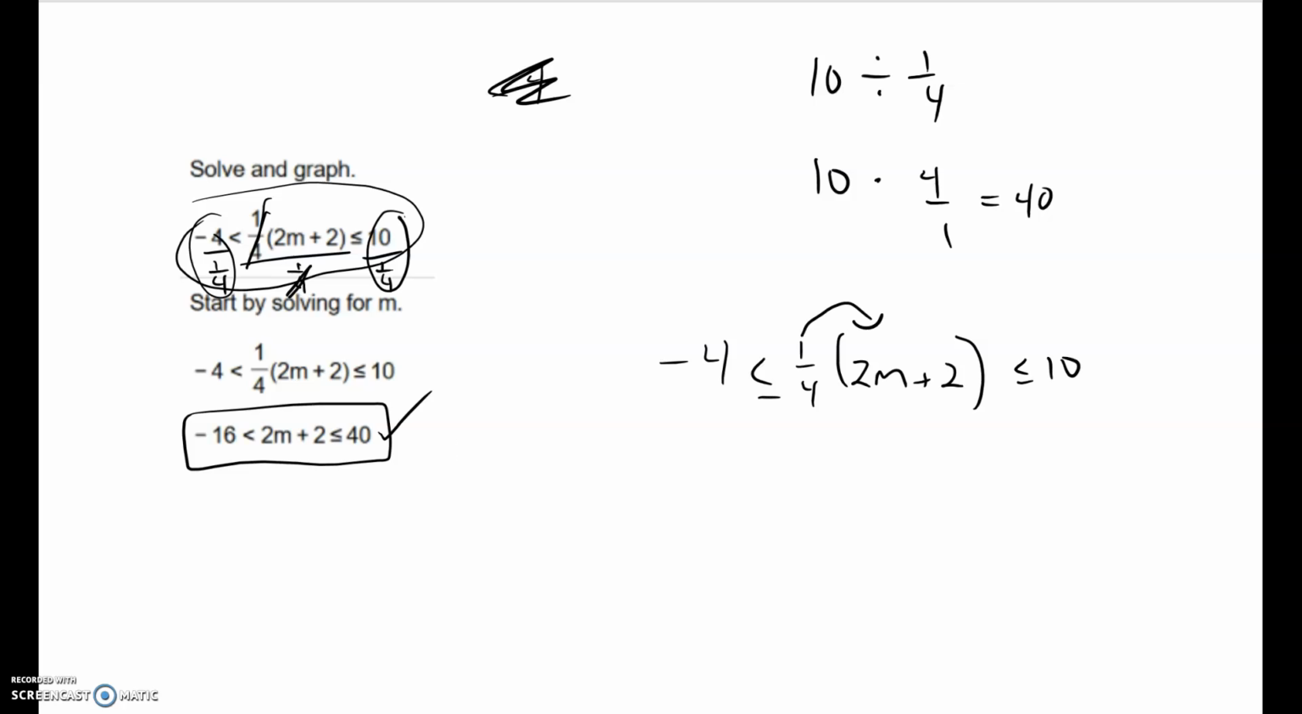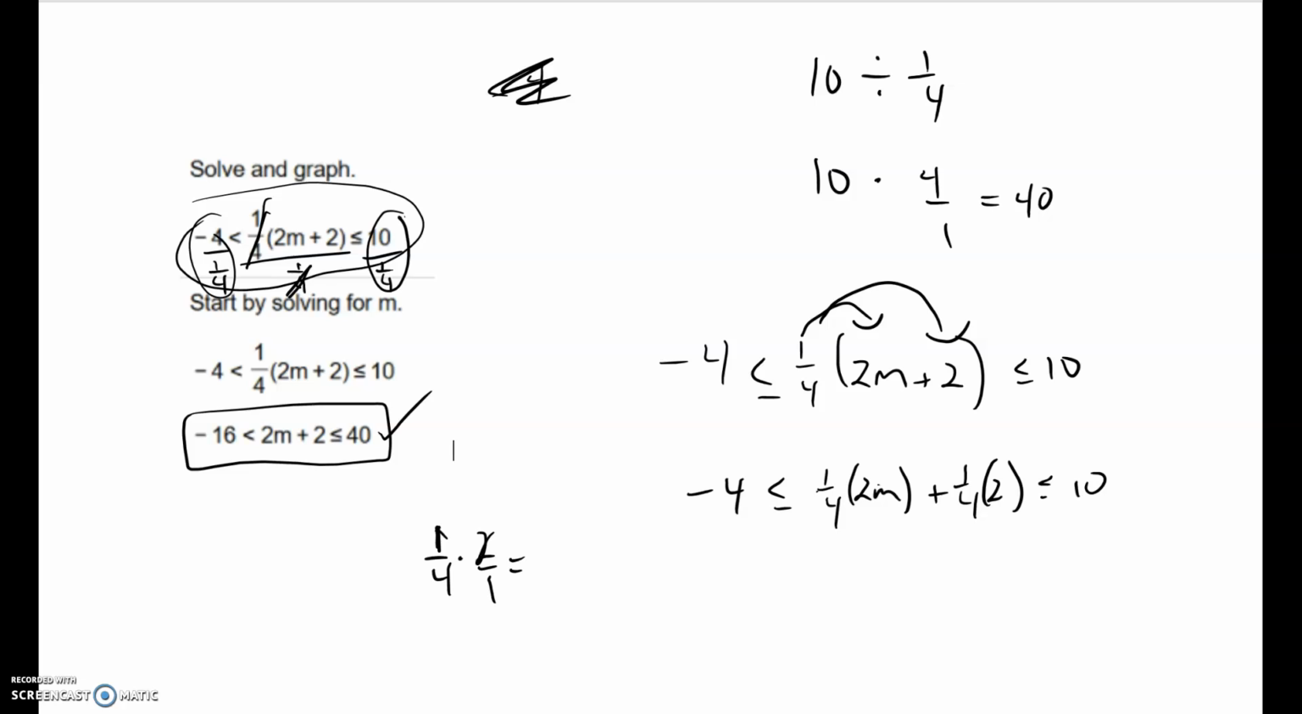So you're right if you do that, but here's the problem with this way. It's still mathematically correct. Everything's good. You're going to do 1/4 times 2m plus 1/4 times 2. So 1/4 times 2 equals 1/2. Okay, so I got -4, 1/2 times m. 1/4 times 2 is 1/2. Plus 1/4 times 2 is 1/2.